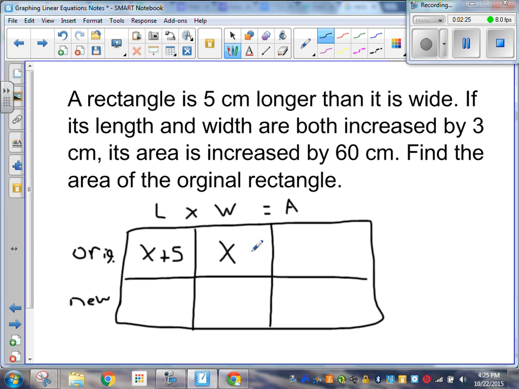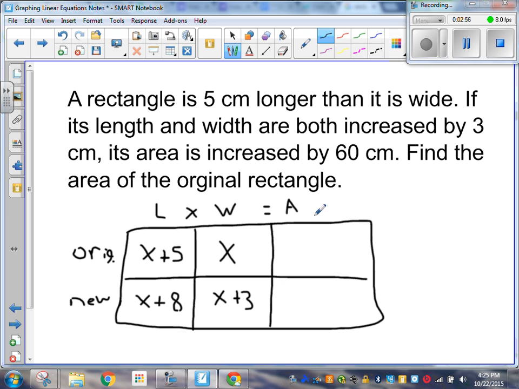And likewise, how do we figure out what goes into the new length and width? We should increase each by 3. So in other words, we're going to get x plus 8, because that's x plus 5 plus 3. 5 plus 3 is 8. And then, well, we're going to add 3 to this x, and we'll get x plus 3.